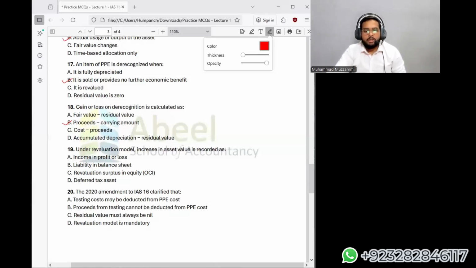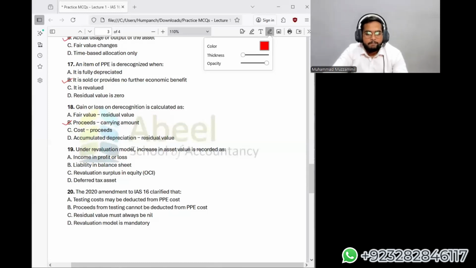Why? Because the 2020 amendment of IAS 16, property, plant and equipment proceeds before intended use, states that proceeds from selling items produced while bringing an asset to the location and condition necessary for it to be capable of operating as intended, for example test production output, should not be deducted from the cost of the asset. Instead, such proceeds and related costs are recognized in profit and loss.